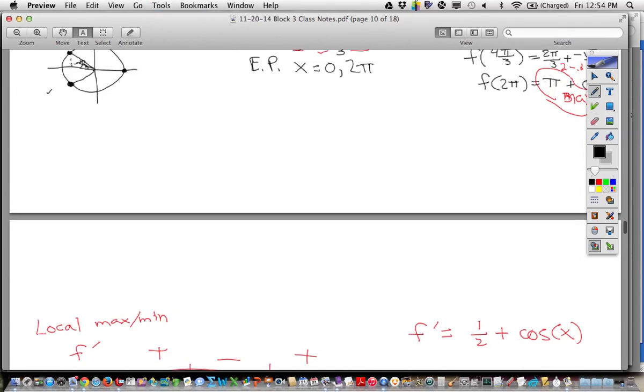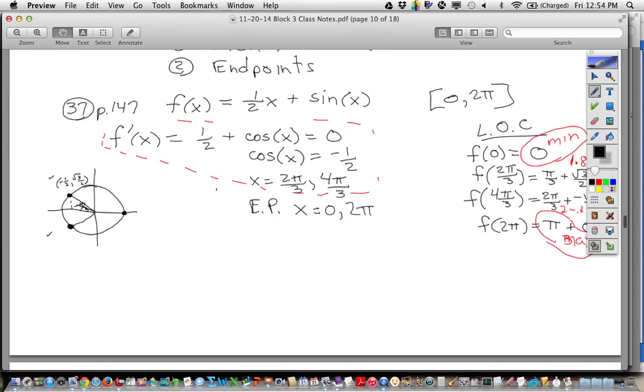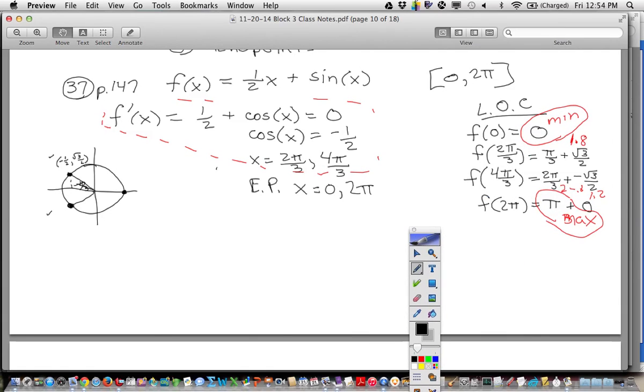But let me finish my thought on the local max min. So yesterday we did number 37. Okay? And 39's like it. So you do the derivative, you set it equal to 0. Now I will say one thing about 39. Instead of 1/2 plus cosine, it came out to be 3/2 plus cosine, right? And when you subtract 3/2, you get cosine equals -3/2. When's that happen? Never. Cosine's never equal to -3/2. So that means there's no stationary point, right? The derivative's never 0. So what are your candidates? Just the endpoints. So you plug in the two endpoints into the original, and there's your maximum.